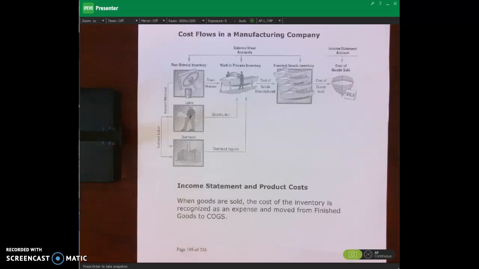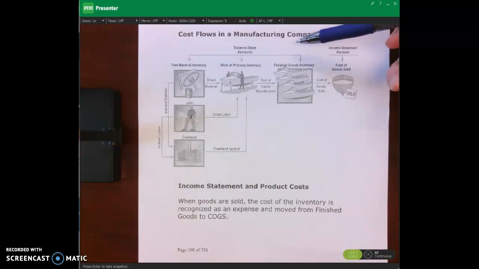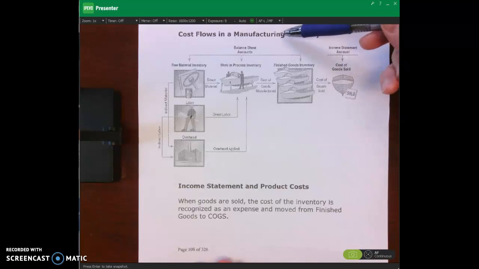Hello and welcome. In this lecture video, I'll be talking about cost flows in a manufacturing company. I'll also talk about how to calculate cost of goods manufactured and cost of goods sold. And then we'll also do a practice problem on how to calculate cost of goods manufactured and cost of goods sold. So this diagram does a fantastic job of illustrating how costs flow in a manufacturing company.